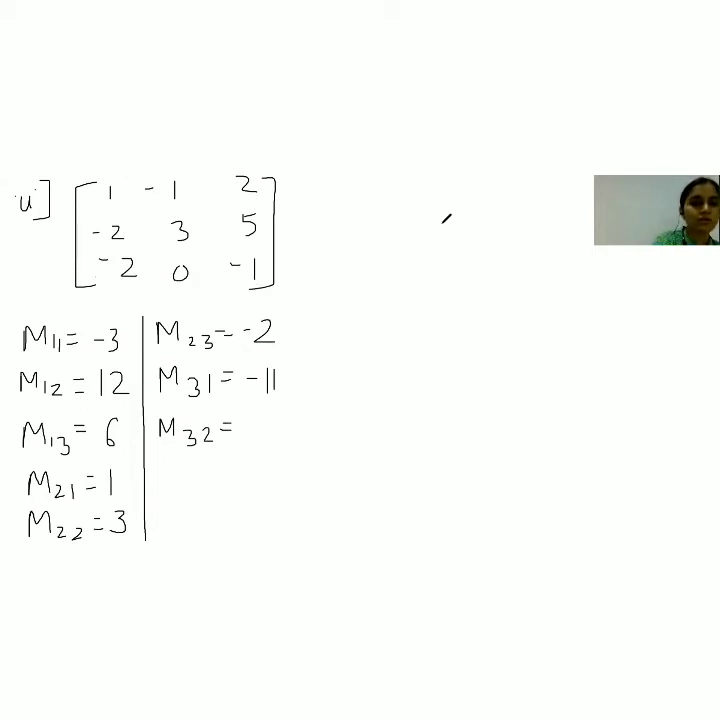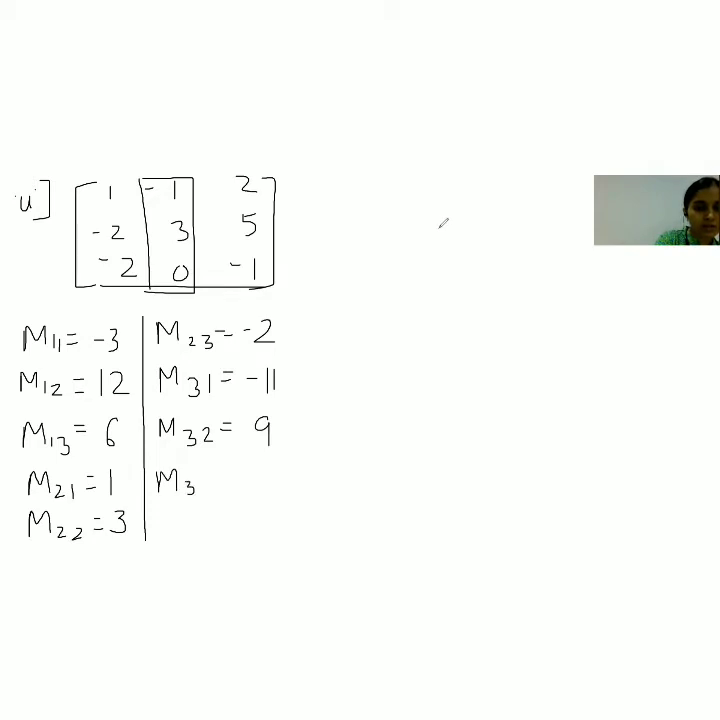Then M32, that is third row, second column. So we have third row and the second column has to be hidden. So what are we left with? 1 into 5, that is 5. Minus of minus plus, 5 plus 4 is 9. So M32 is 9. Okay.